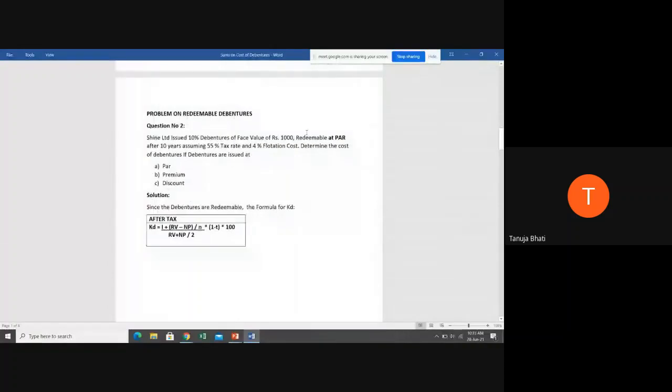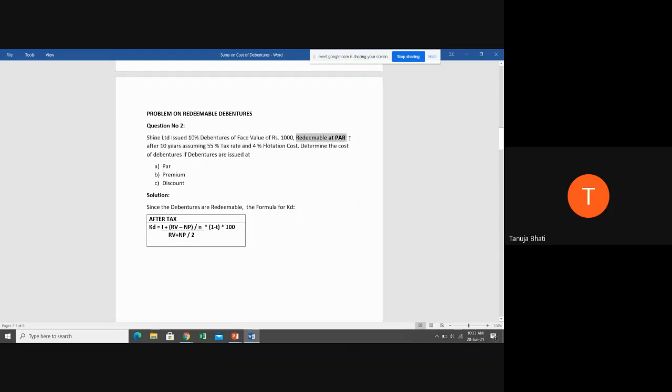Now, problem on redeemable debentures. Now, can anyone tell me what is the meaning of redeemable debentures? They are repayable after a specified period of time. Now, Shine Limited issued 10% debentures of face value of ₹1,000, which is redeemable at par. See, it is redeemable at par.